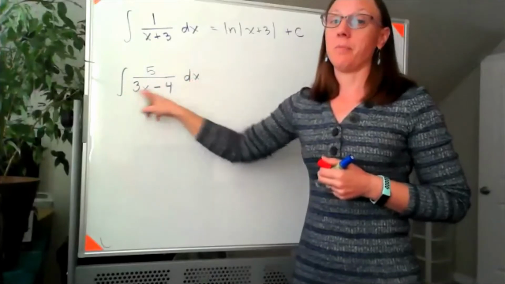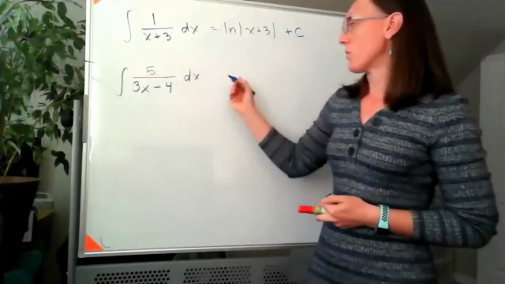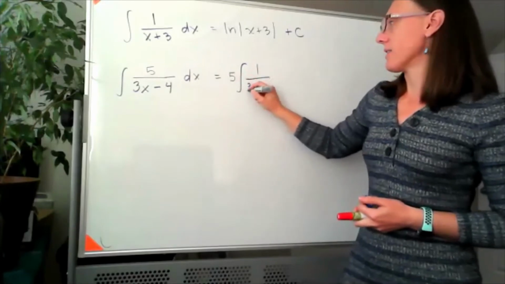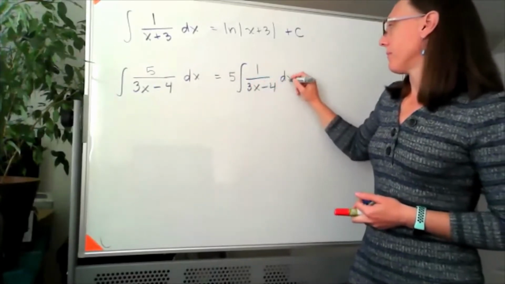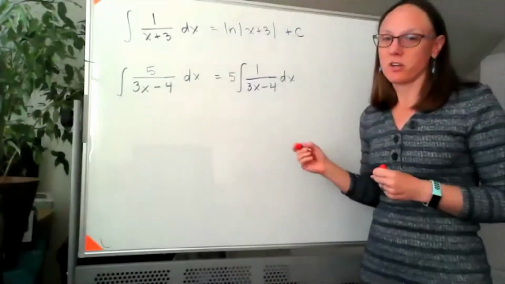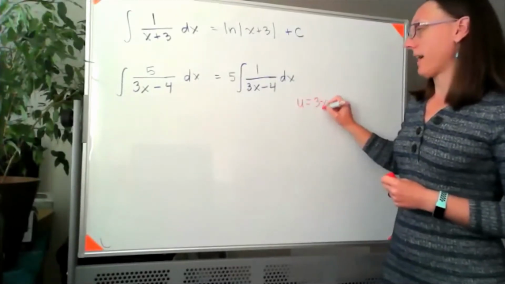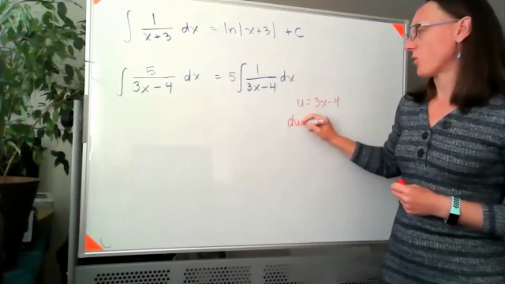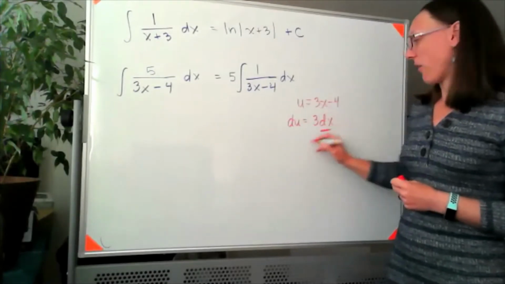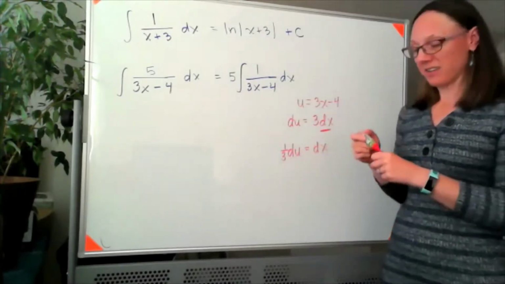Here I have a number and a linear term in the denominator. So that number 5, I can always choose to put out in front of the integral. And this part here, if I were going to write out the u substitution, I would end up with u is equal to 3x minus 4. So the derivative would be 3 dx. And to get that dx by itself, I would need this to look like 1/3 du is equal to dx.